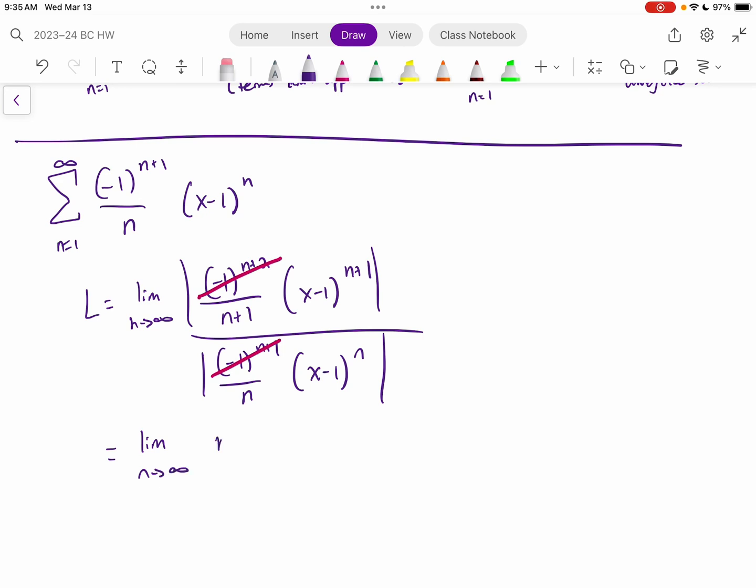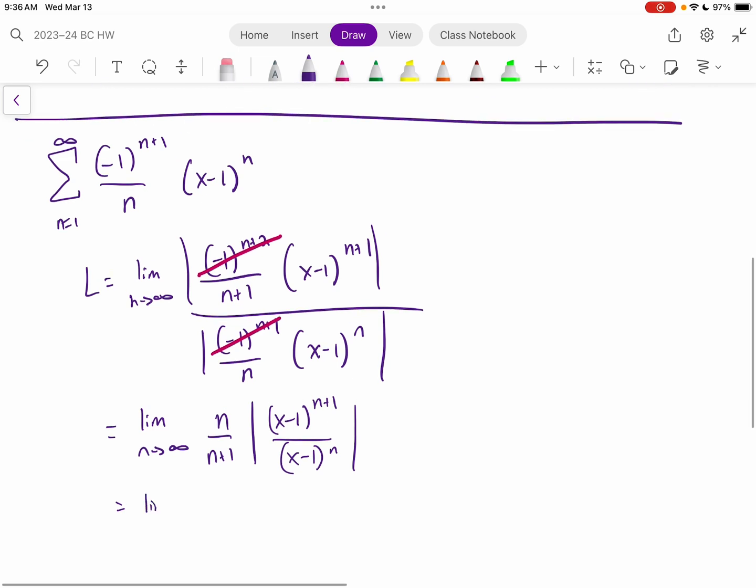But I'm going to be left with n over n plus 1 times the absolute value of x minus 1 to the n plus 1 over x minus 1 to the n, right? Well, that n over n plus 1 is just 1. So this is just the limit as n goes to infinity of the absolute value of x minus 1. And again, we said, hey, look, this thing should probably be centered around 1 because that makes this highlighted portion up here equal to 0.